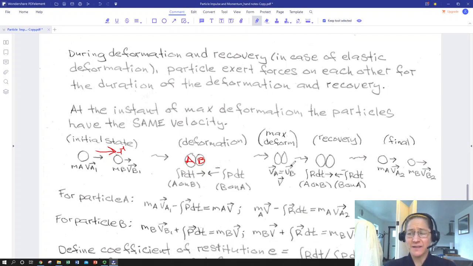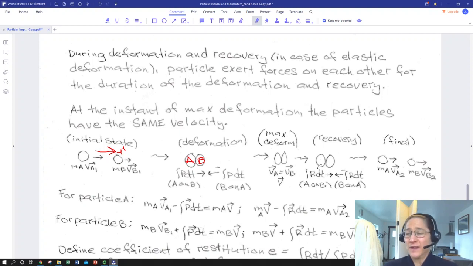Then the opposite is going to happen. They're going to rebound somewhat. The extent to which they will do so is dependent on how elastic the collision is. If the materials are fully elastic, they follow Hooke's law, this recovery will be almost the same as the initial deformation. And we'll get into a nice empirical measure of how true that is. But this is called the recovery phase.